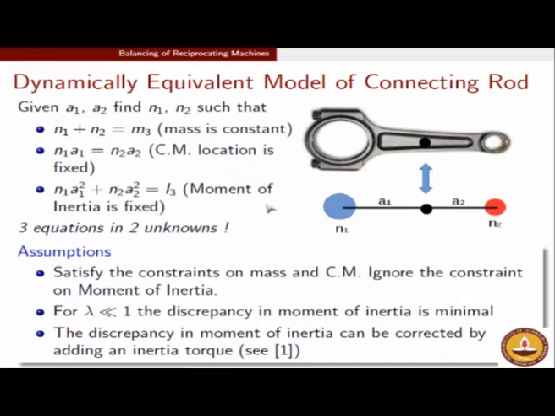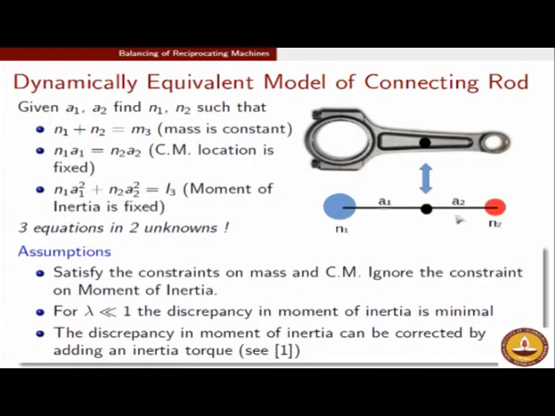And lastly, the moment of inertia should be the same. So, if the moment of inertia of the connecting rod is I3, the moment of inertia of the simplified connecting rod about the same center of mass has got to be N1 times A1 square, that is the moment of inertia of this mass, plus N2 times A2 square, which should be equal to I3. So, the moment of inertia of this system is N1 times A1 square plus N2 times A2 square, that must be equal to I3. So, we have to find A1, A2, N1, N2 such that all these three conditions are satisfied.